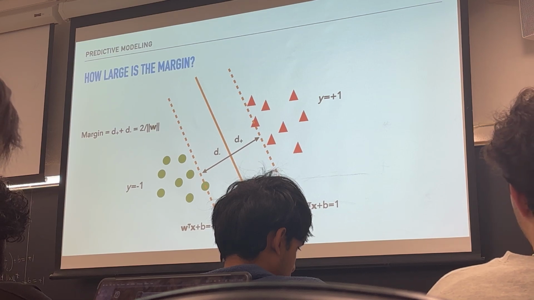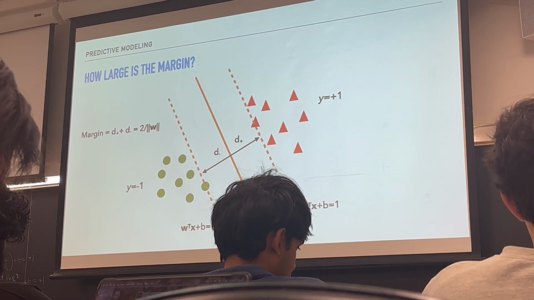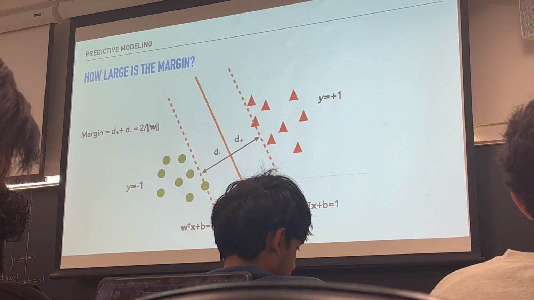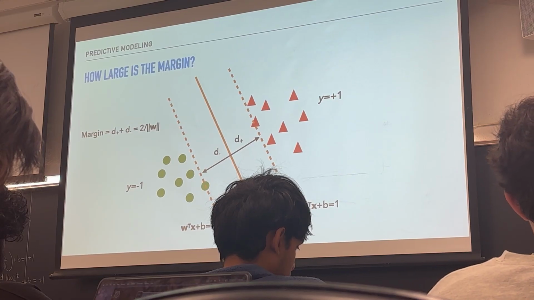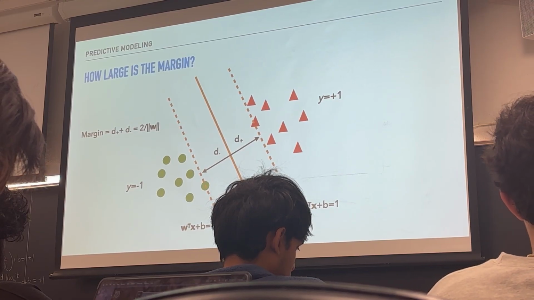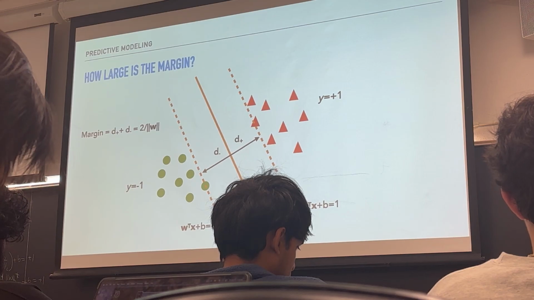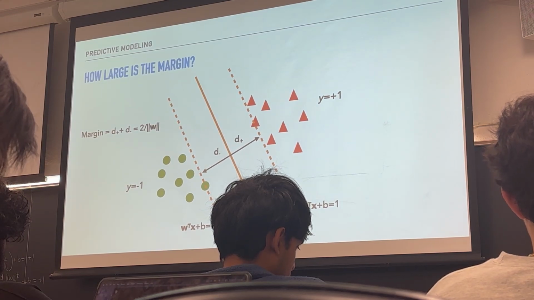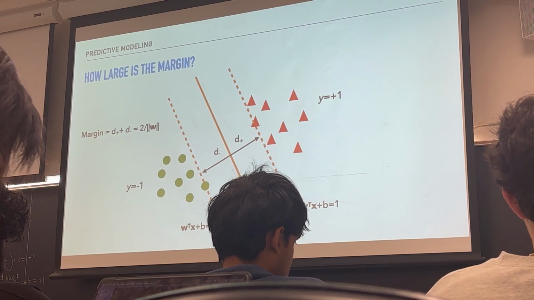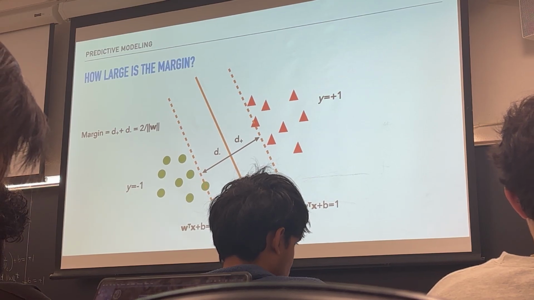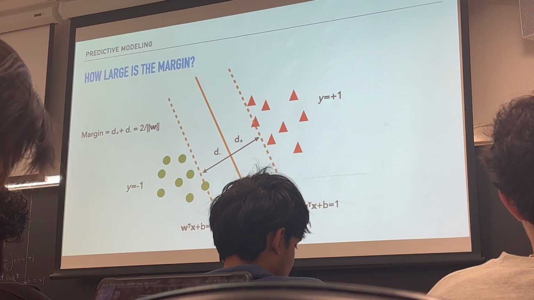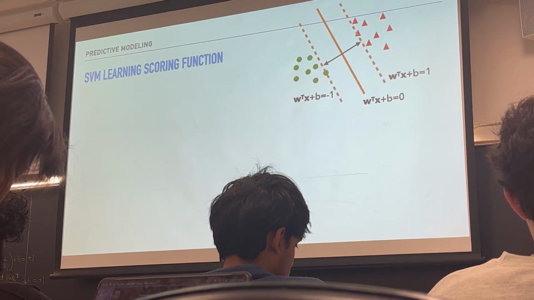And now we write our optimization problem, which is maximization of margin, maximization of 2D, is the same thing as maximization of D, is the same thing as maximization of 1 by W norm, is the same thing as minimization of W norm. Maximization of 1 by something which is positive is the same thing as minimization of that same quantity, right?